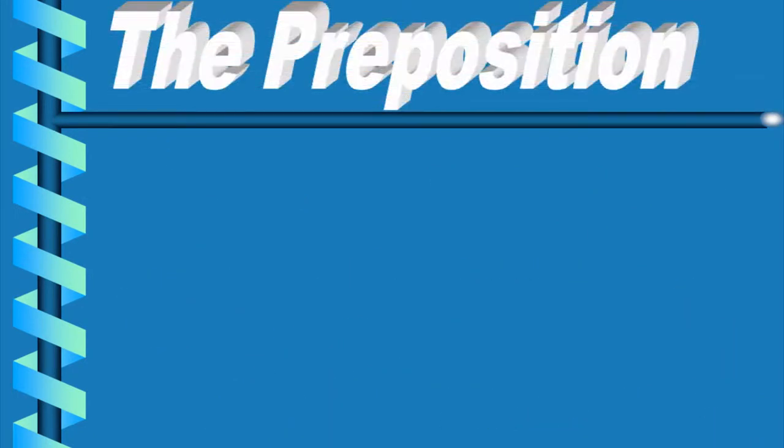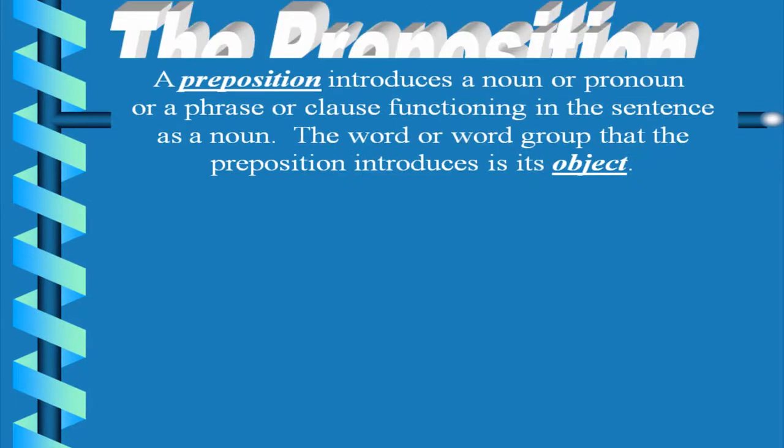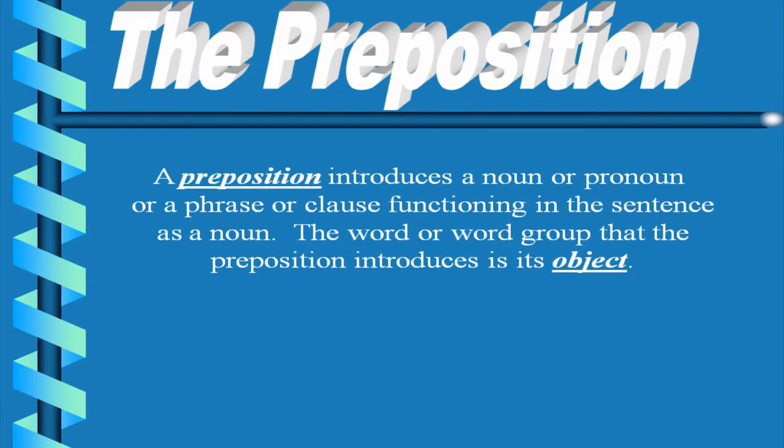Now let's see the prepositions. A preposition introduces a noun or a pronoun or a phrase or clause functioning in the sentence as a noun. The word or word group that the preposition introduces is its object. An example has been explained here. They received a postcard from Bobby, telling about his trip to Canada.